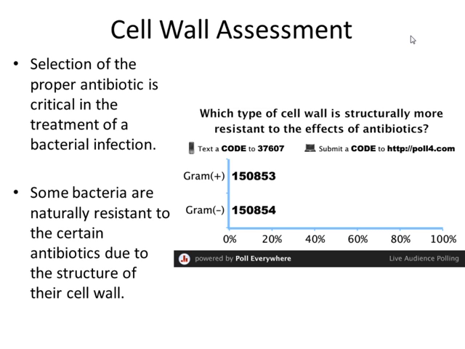Or would you select a gram-negative cell wall as the one that's going to be naturally resistant to antibiotics? What I'd like you to do now is press pause and either use your cell phone or go to pull4.com and submit that code for your answer. If you think it's gram-positive, submit 150853 to the text number above, or go to pull4.com and type 150853 in the box provided.